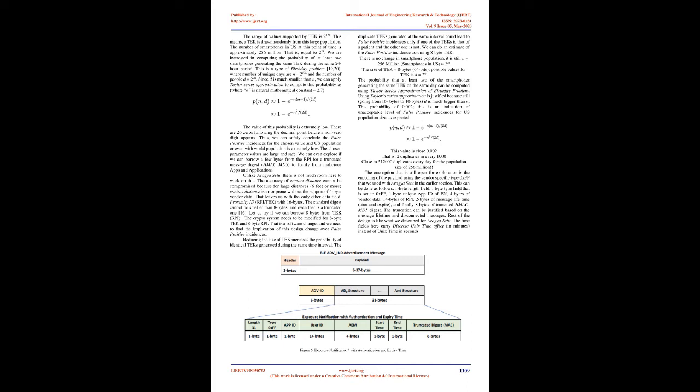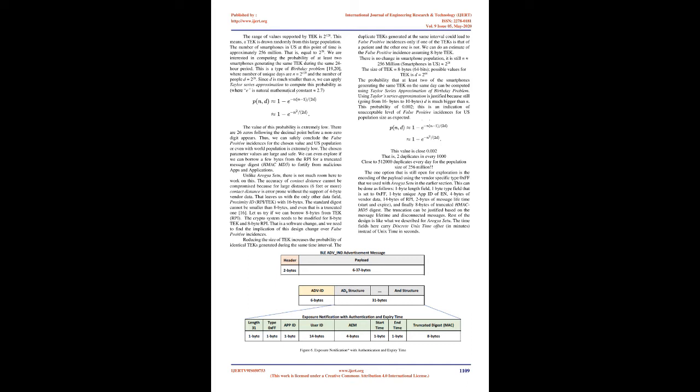Since d is much smaller than n, we can apply Taylor series approximation to compute this probability as follows. The value of this probability is extremely low. There are 26 zeros following the decimal point before a non-zero digit appears. Thus, we can safely conclude the false positive incidences for the chosen value in US population or even with world population is extremely low. The chosen parameter values are large and safe.